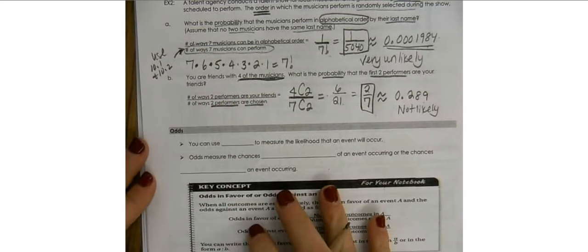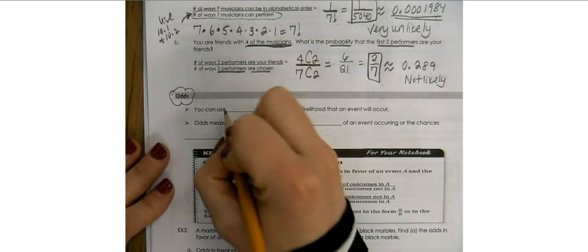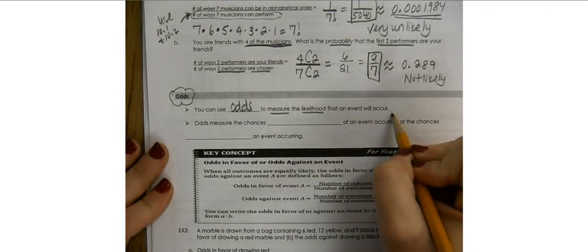All right, the next topic that we're going to talk about is odds. So odds is a little bit different. Odds is language that we've used throughout most of our lives. What's the odds of that happening? What are your odds? 3 to 1, 2 to 1, things of that nature. So you can use odds to measure the likelihood that an event will occur. So it's like probability, but it's a little bit different.